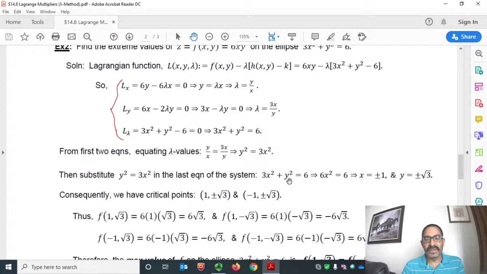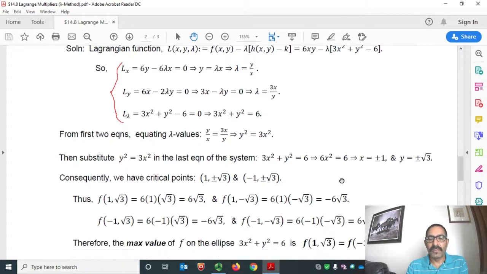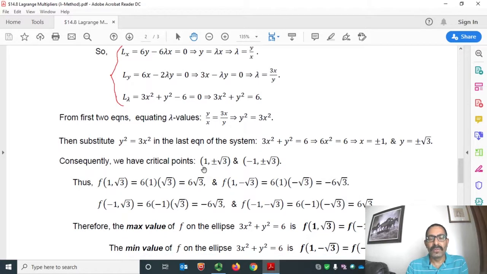Then substitute y squared equals 3x squared into the third equation. 3x squared plus y squared equals 6 becomes 3x squared plus 3x squared, so 6x squared equals 6. Solving gives x equals plus or minus 1. Put this back into y squared equals 3x squared, then y equals plus or minus radical 3. Consequently we have the critical points (1, plus or minus radical 3) and (minus 1, plus or minus radical 3). Again 4 critical points.